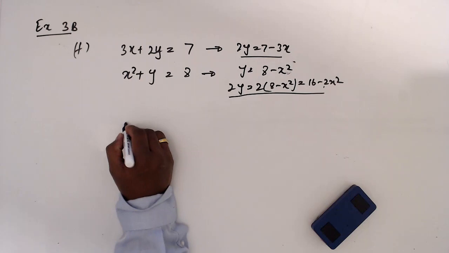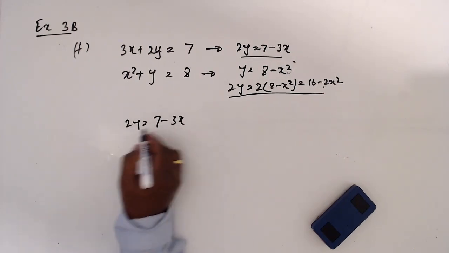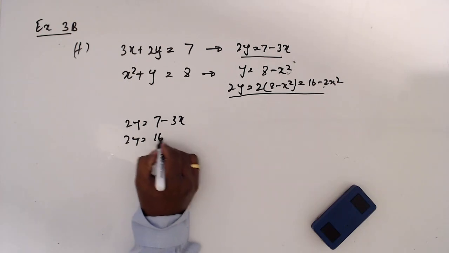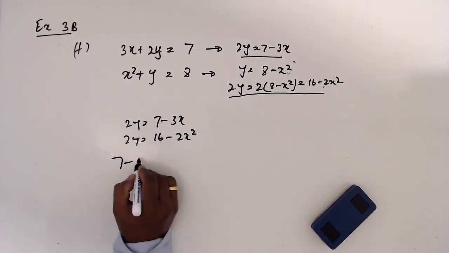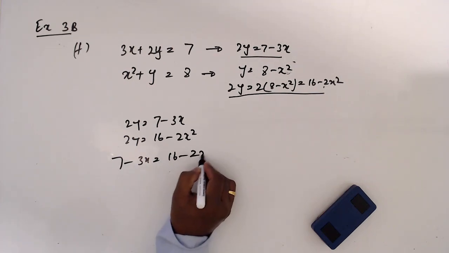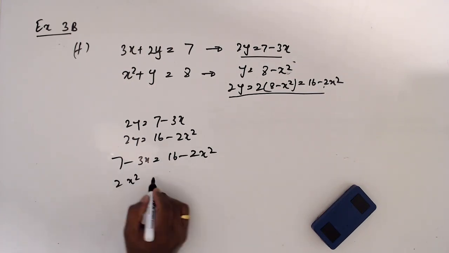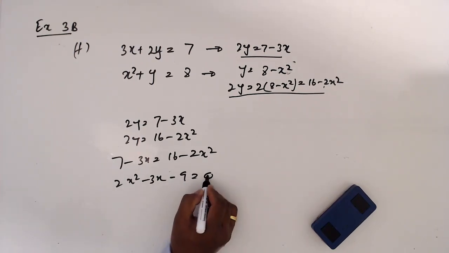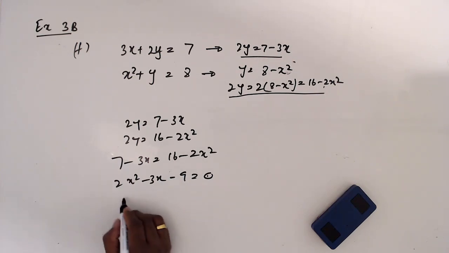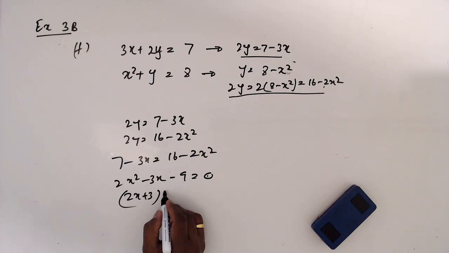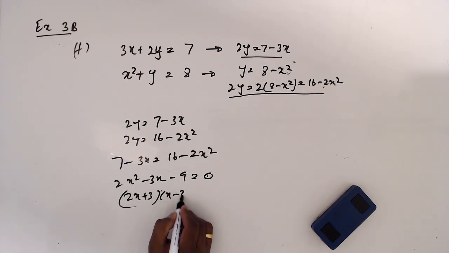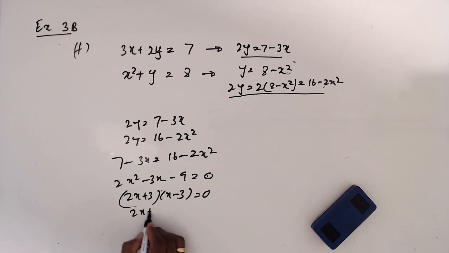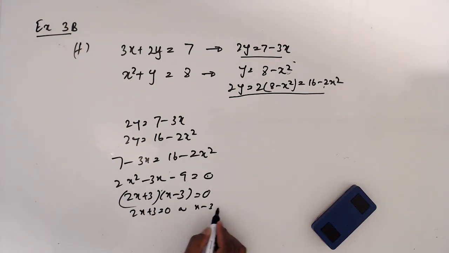So let me do it again. 2y equals 7 minus 3x, 2y equals 16 minus 2x squared. Hence 7 minus 3x equals 16 minus 2x squared. So 2x squared minus 3x minus 9 equals 0. Then 2x plus 3 equals 0 or x minus 3 equals 0. So x equals minus 3 over 2 or x equals 3.